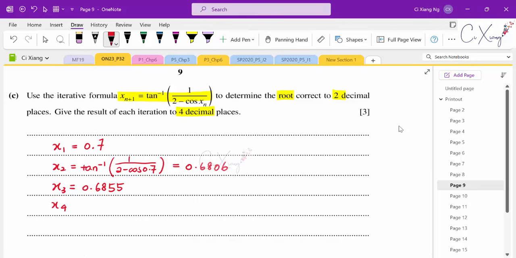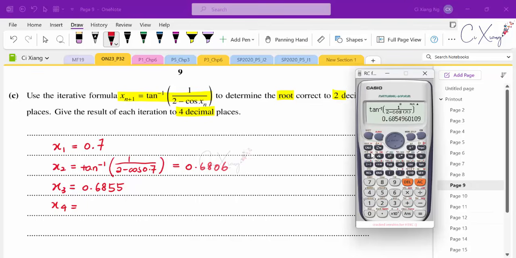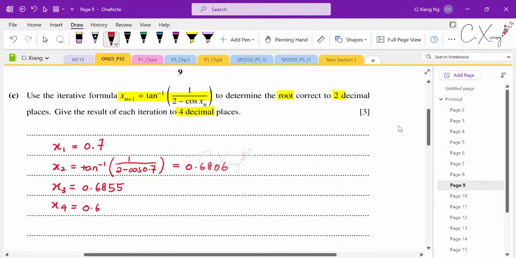Okay, then next one, we continue further. Repeat the same process again. Press calculate. Then type in 0.6855. Then press the equal sign. Then you have 0.6843. So you put in 0.6843. Okay, so some students might ask, when should you stop the iteration?